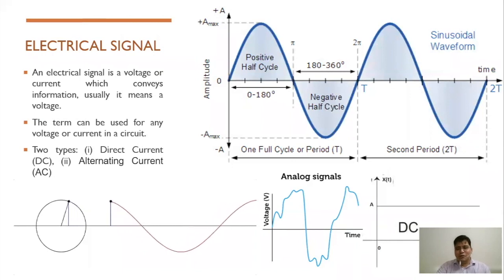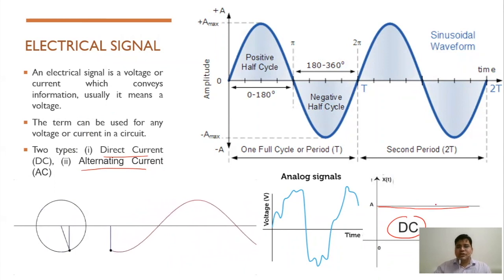So now let's move towards the electrical signal. An electrical signal is generally a voltage or a current which conveys some information. We can classify this current in two categories. One is the direct current, the second one is the alternating current. You can see in this figure, this is the direct current. Amplitude is almost stable with time. And this may be a random graph of any type of signal, we can say an analog signal maybe.